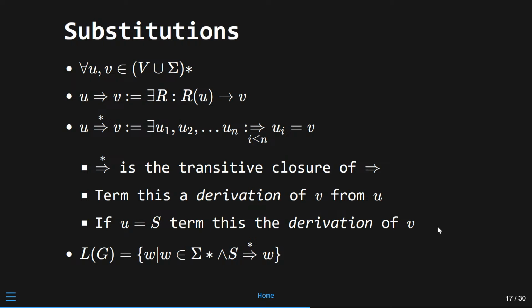The language of a grammar is the words such that the words are an element of sigma star, so only terminals. Words can only contain terminals. And there exists a derivation from the starting variable to that word. Only terminals can be derived. That's all.